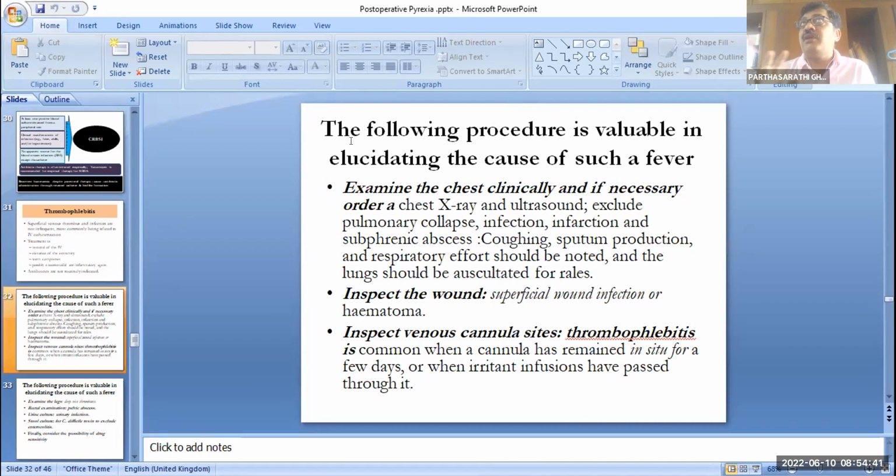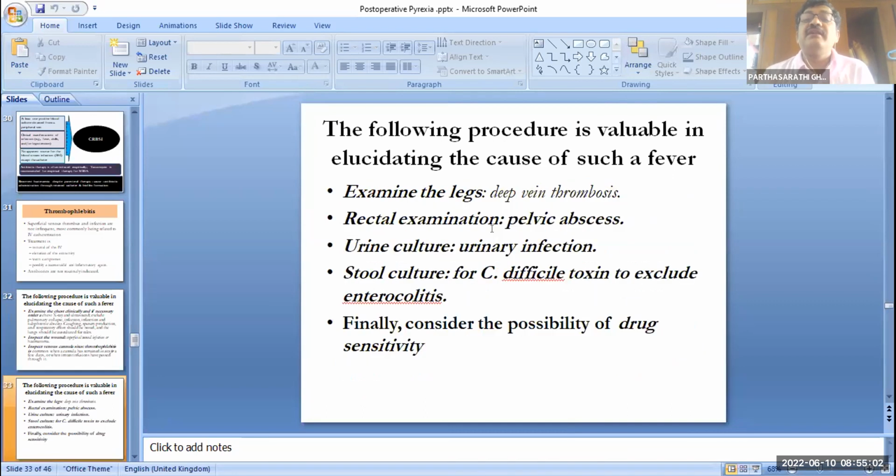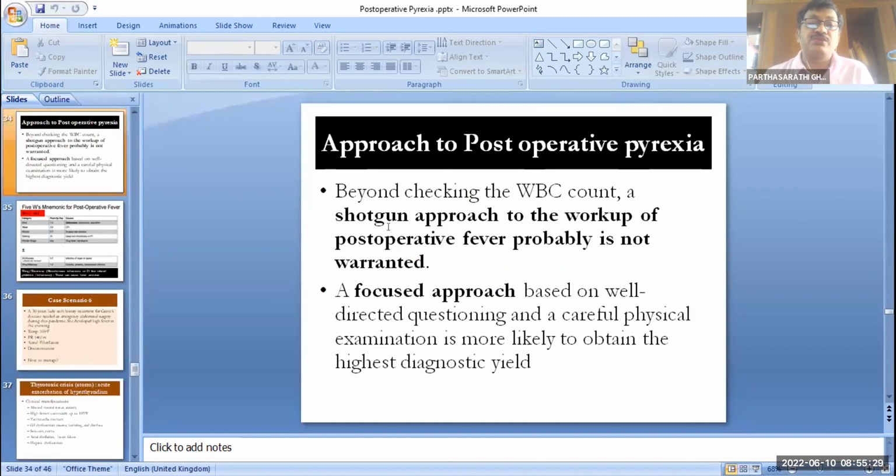You have to go in a very methodical way. You have to take the history properly and examine the patient very methodically. That is the most important clue. Do a chest examination, inspection of the wound, inspection of the cannula sites, whether peripheral or central, examination of the legs, and rectal examination. Suppose in a case of appendicular perforation, you may have a pelvic abscess, which can be picked up at your fingertip. Do urine culture, stool culture if you suspect Clostridium difficile infection, and always go for drug sensitivity when you have an infected source at your tip.